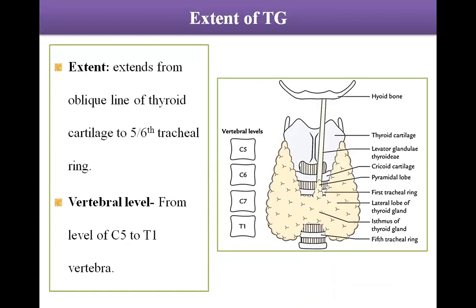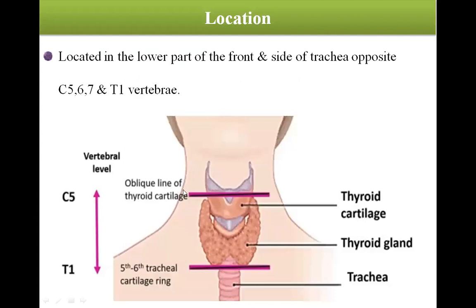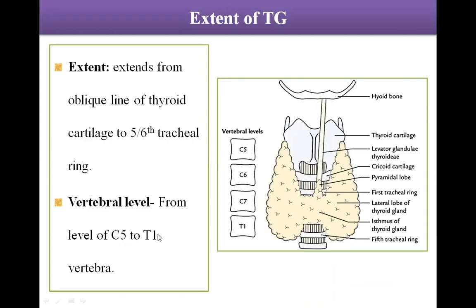Extent of the thyroid gland. It extends from the oblique line of the thyroid cartilage to the 5th or 6th tracheal rings. So here you can see the oblique line of the thyroid cartilage, and here is the line drawn for the 5th and 6th tracheal cartilage rings. So this is the extent of the thyroid gland, from the oblique line of the thyroid cartilage to the 5th to 6th tracheal cartilage ring. Vertebral level is from the 5th cervical vertebra to the 1st thoracic vertebra.